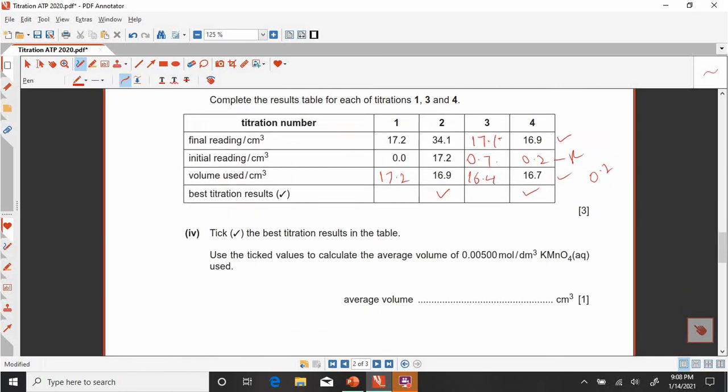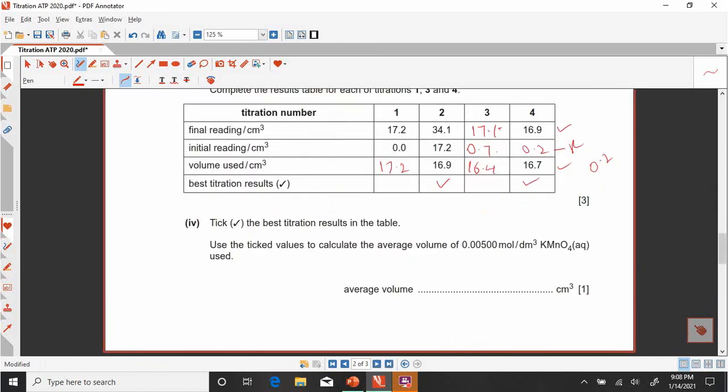Now how do we write the average volume? The average volume is when you add these two best titrations and divide by 2, you get the average. So what will be the average volume of the best titrations? 16.9 and 16.7, so the average volume will be 16.8. Now we will move towards another part.